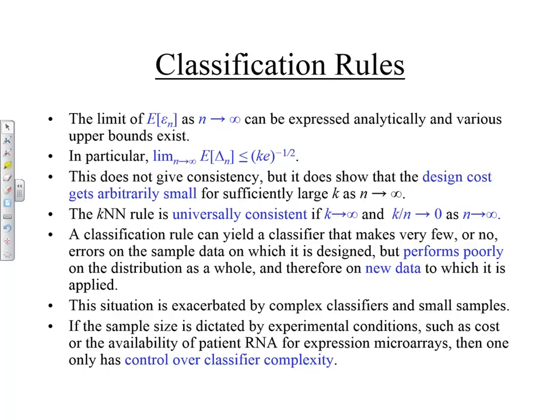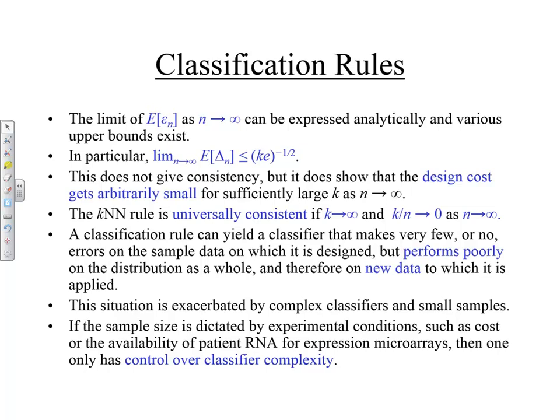So in particular, one bound is that as n goes to infinity, the expected value of the design error is bounded by this, where k is the number of nearest neighbors you're considering, so k e to the power of minus half. This still doesn't give you consistency. It doesn't tell you that as n goes to infinity, the expected value of delta n goes to 0. But it does show that the design cost can get arbitrarily small for sufficiently large k as n goes to infinity. So if you're using a many nearest neighbor rule, you will do better than just using the nearest neighbor rule or the 3 nearest neighbor rule. As you increase the number of neighbors, you probably will do better.